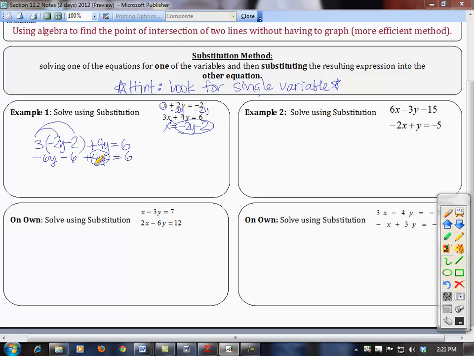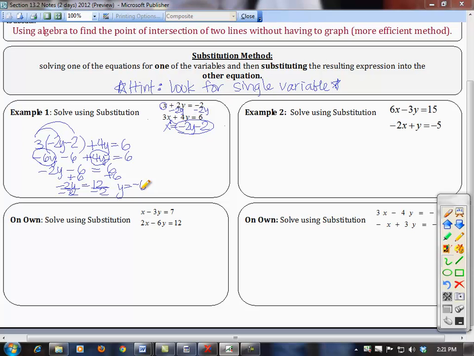I'm going to combine like terms first. Negative 6y and a positive 4y is negative 2y. And then I still have a minus 6 equals 6. And now I can start solving a one-step equation from chapter 1 in part A. So I add 6 to both sides. Negative 2y equals 12. When I divide by negative 2, y equals negative 6.